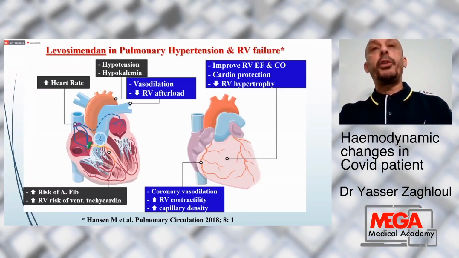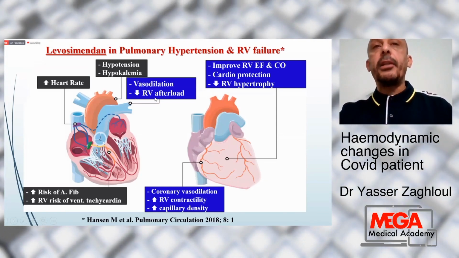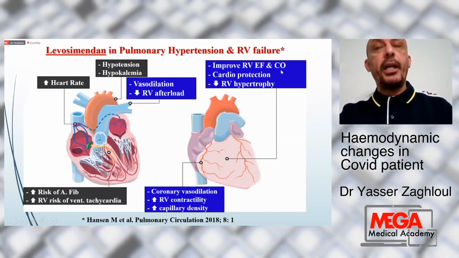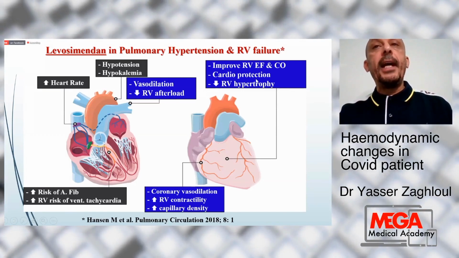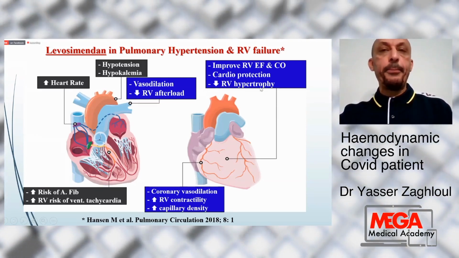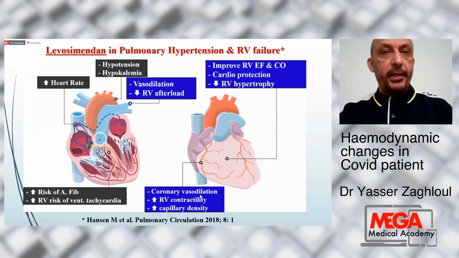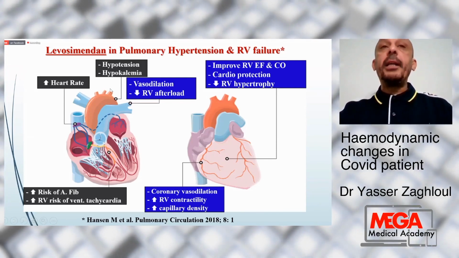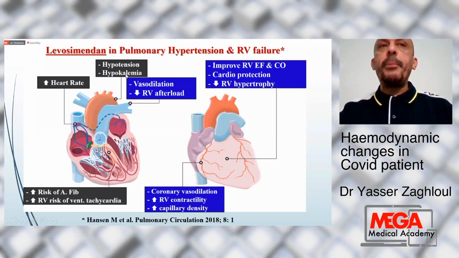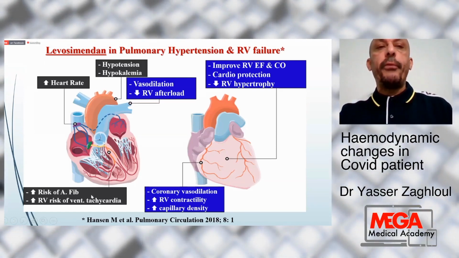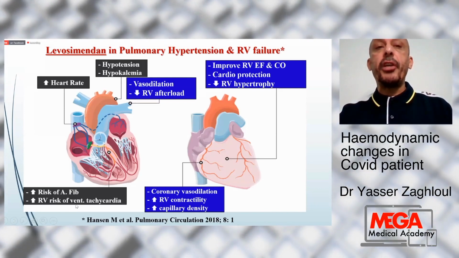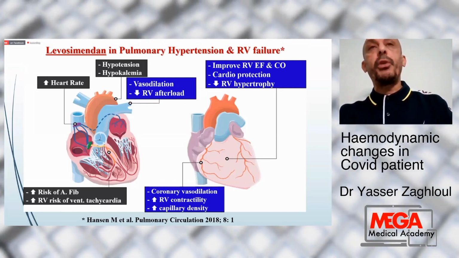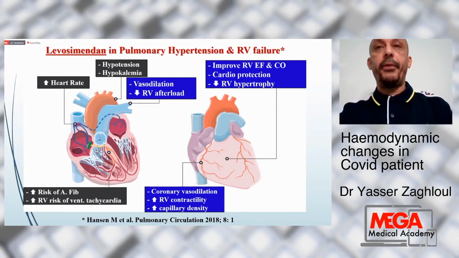Now, levosimendan has a lot of good effects. It causes vasodilatation and reduction of the right ventricular afterload, so it will improve the right ventricle ejection fraction and the cardiac output. It also has a cardioprotective effect and reduces right ventricle hypertrophy. At the same time, it causes coronary vasodilatation, so it increases right ventricular contractility and capillary density. But it has many side effects: hypotension, hypokalemia, tachycardia, and increased risk of arrhythmia, either atrial fibrillation or ventricular tachycardia. Anyway, there is a good place for levosimendan in patients with pulmonary hypertension and right ventricular failure.